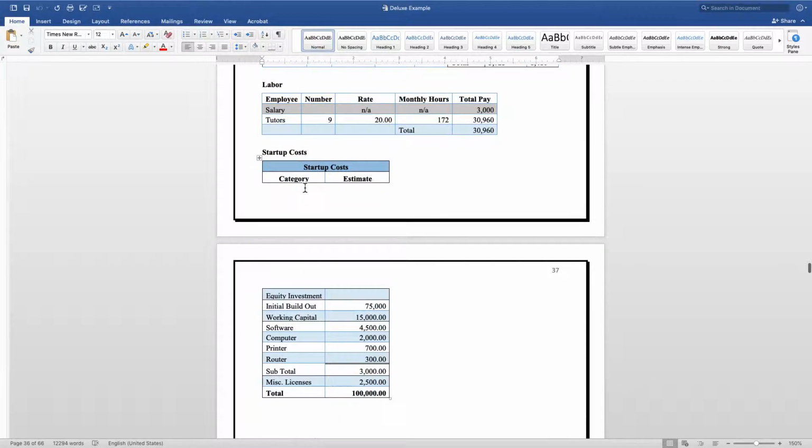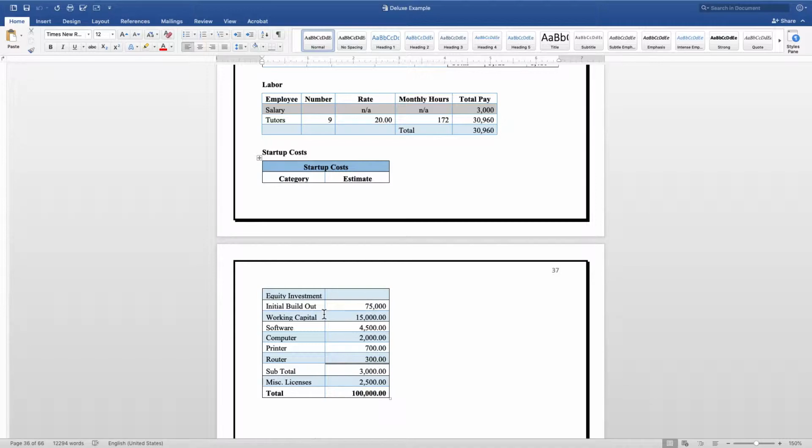All right, with that said, let's dive into the startup cost. Again, when you're starting out, even with a business plan, just go broad. Initial build out $75,000, working capital $15,000, computer, software, printer. Once you have an estimate of how much you're going to need to start up, $100,000, you can break out each one of these categories into a different spreadsheet and go into details, but you don't need to keep those details in your business plan.